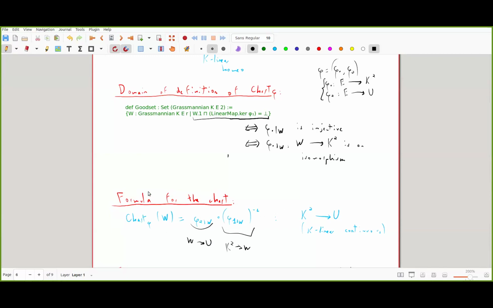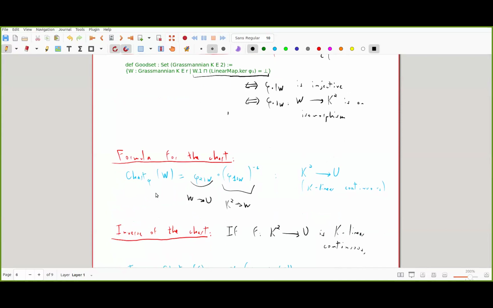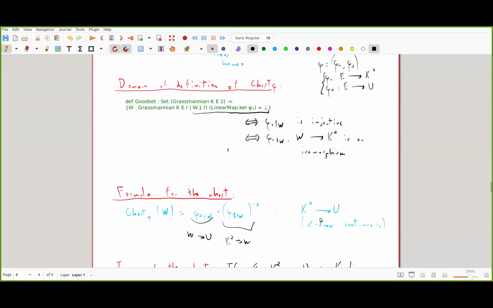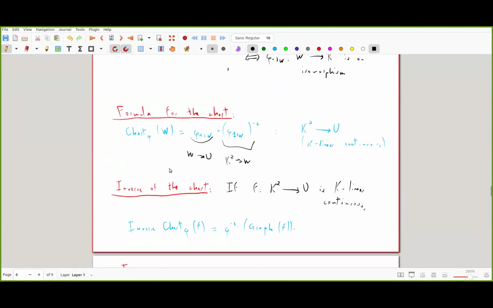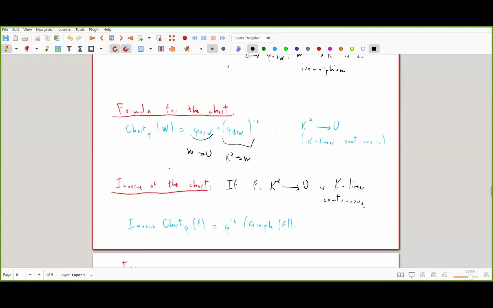And if you think about it a little bit, you have to start with a continuous linear map from K squared to U, and you have to construct a two-dimensional subspace of E. And you are given an isomorphism between E and K squared times U. So you have a map like this. You take its graph, that's a two-dimensional subspace in this product, and then you pull it back, right? That's the only reasonable thing you can do, and so it works, of course.